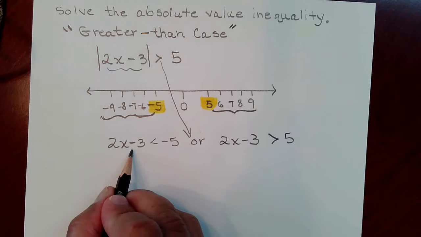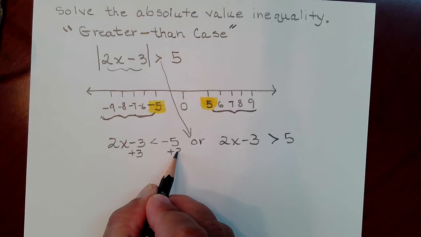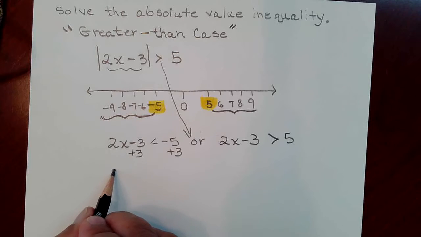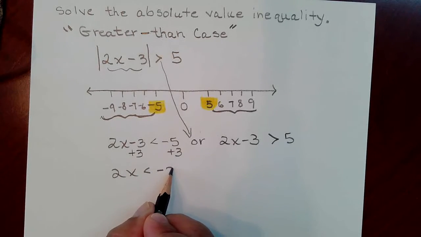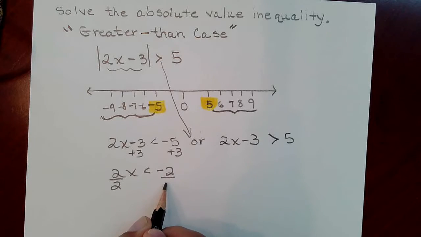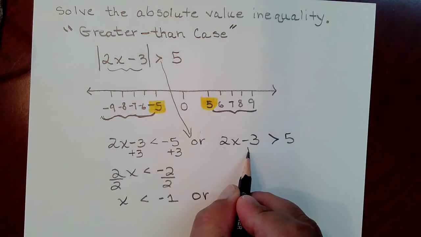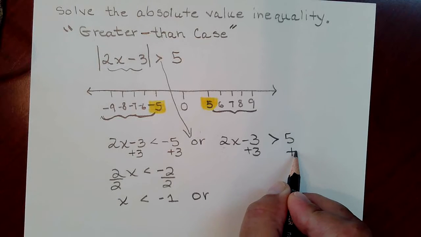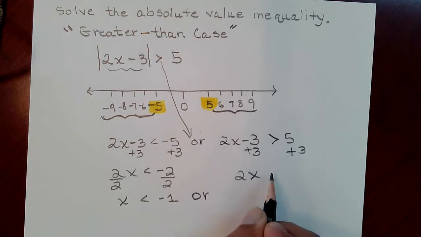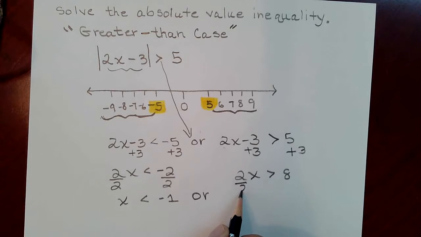Now we go about solving this. We would add 3 to both sides to solve this first inequality, and we would get 2x is less than -2, dividing each side by 2, and getting x is less than -1. Or other solutions would be from solving the 2x minus 3 greater than 5. Again, adding 3 to both sides, giving you 2x is greater than 8. Then finally dividing by 2 on each side to get x is greater than 4.